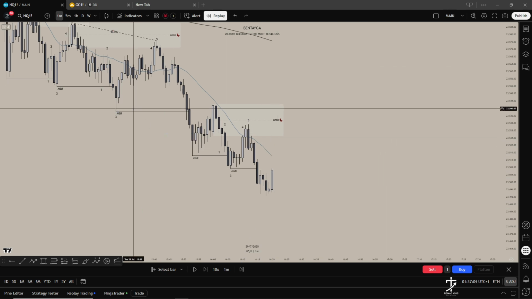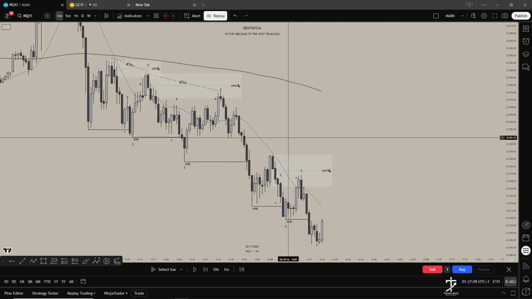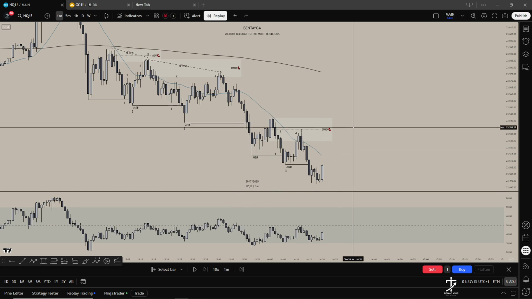And bearing in mind, this is all between my trading time, so you guys can't say, oh yeah, but that's not your trading time, because it is. And I mean, we do have RSI here as well.